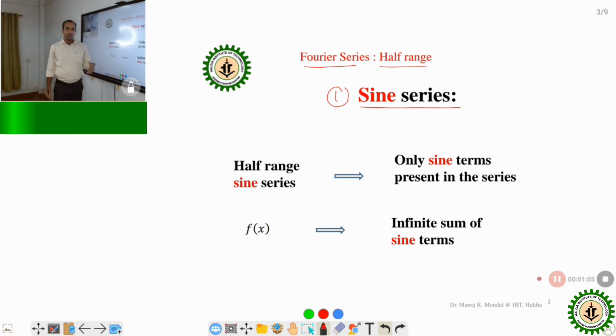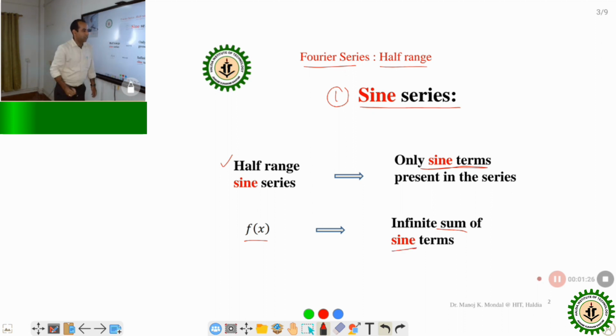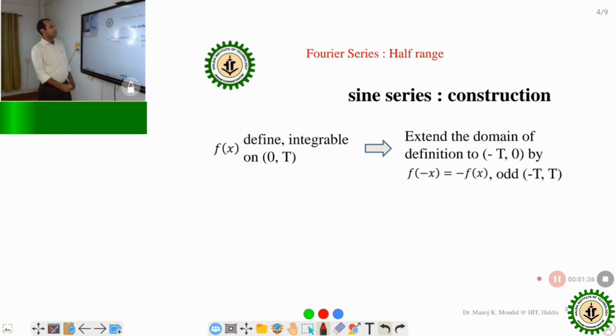As with the full range Fourier series, in the half range sine series the given function will be converted in terms of only sine terms. This is the first thing, and the second thing is that the function will be an infinite sum of sine terms. Remember here, in the sum, only sine terms will be present.